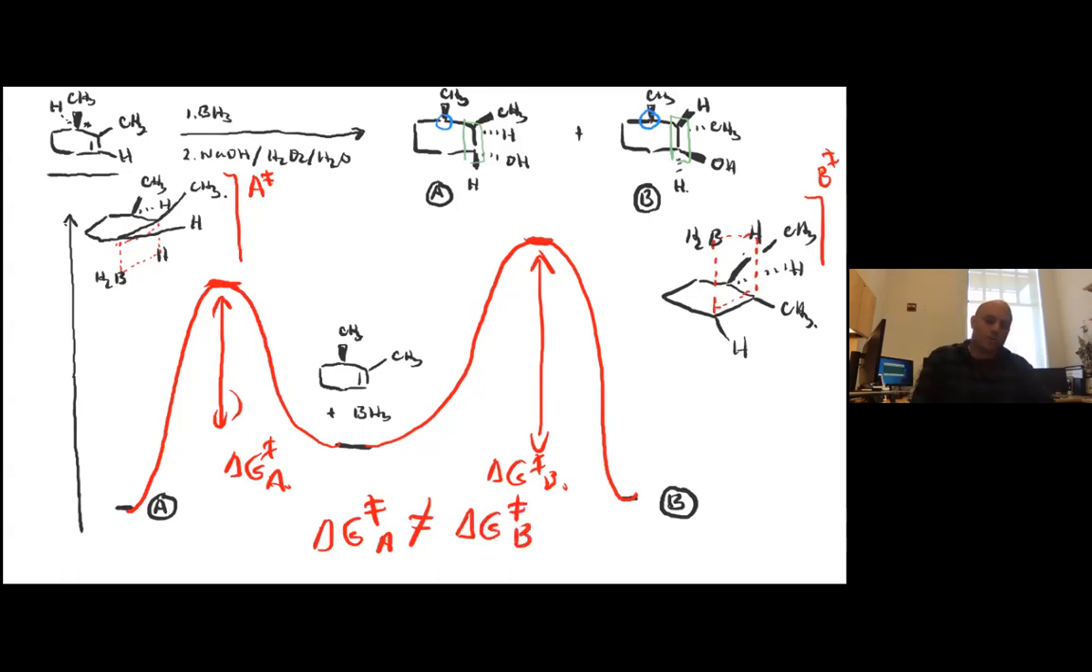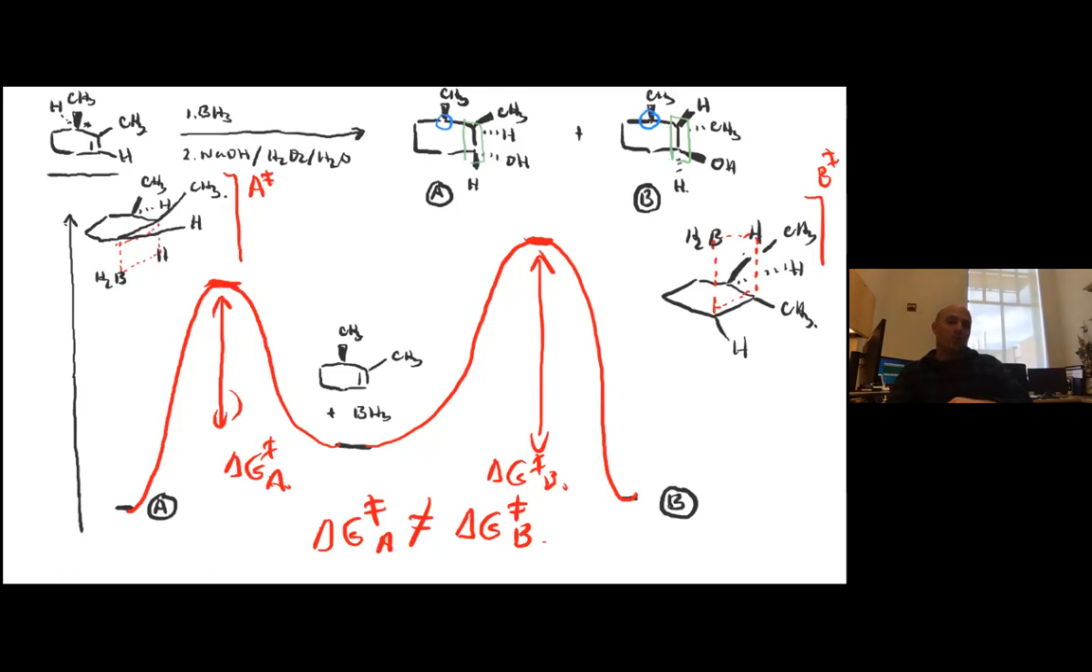Okay, so the delta G double dagger A does not equal delta G double dagger B. Previously we said when we had enantiomeric transition states that those delta G's were identical, right? The activation energy to get to those transition states are identical, because they're enantiomeric, they have the same energy, okay? Now we've gone to diastereomers, and just like ground state stable molecules, diastereomers have different energies. So do diastereomeric transition states, okay?